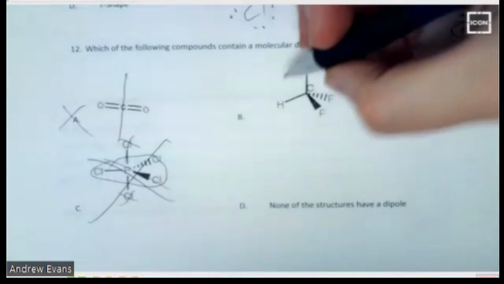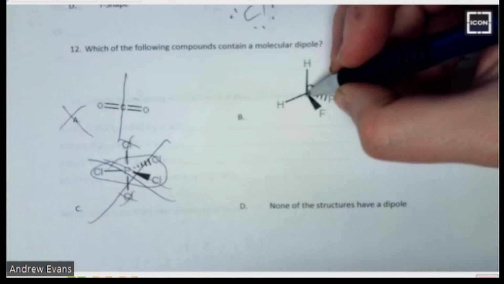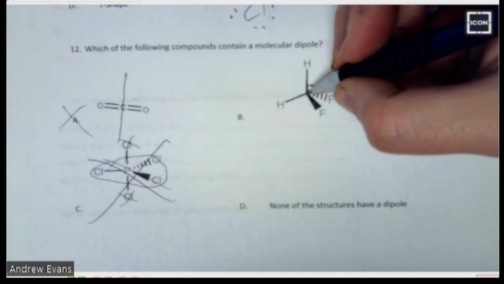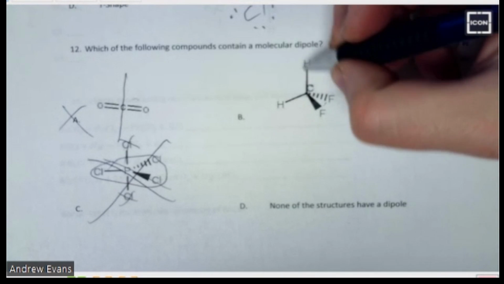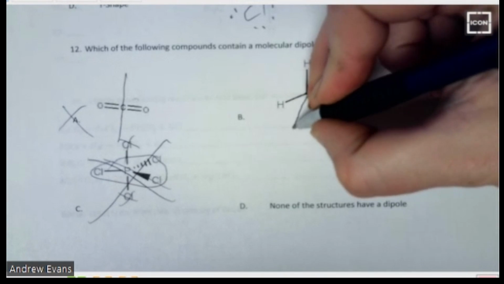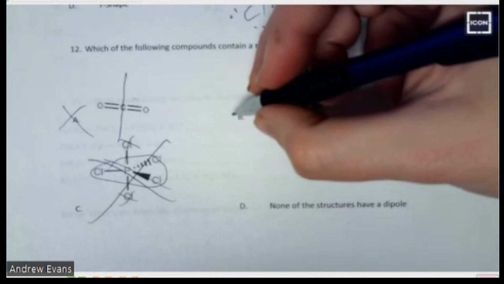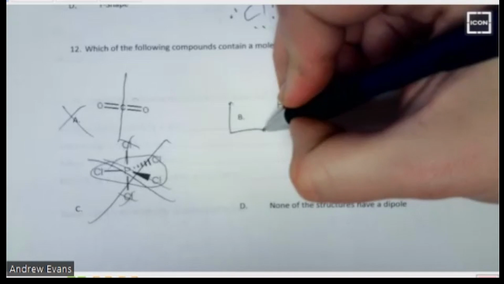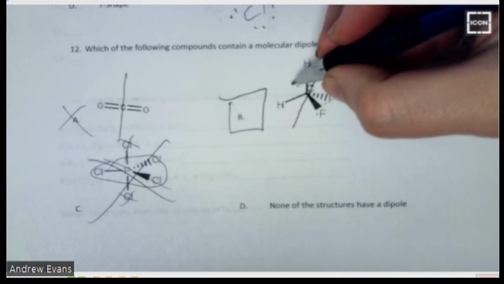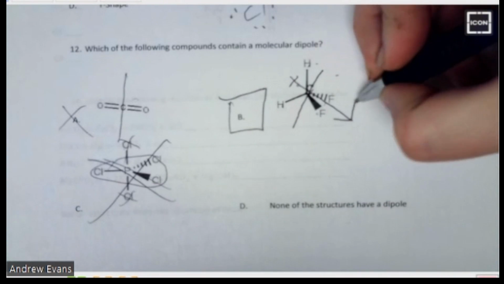This guy is out because this guy cancels this guy. These 3 guys all cancel each other out. So this guy, I put the carbon there to try to help you see that's supposed to be a carbon. But if you look right here, no mirror right there, no mirror. These H's are not the same as these F's. So which one has a dipole? You draw a plus and the arrow is going right down between it.